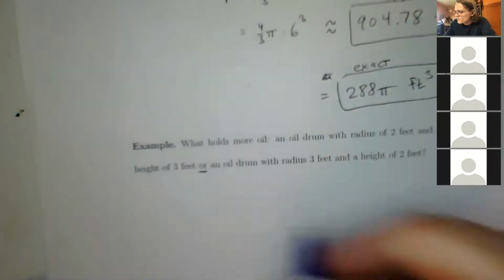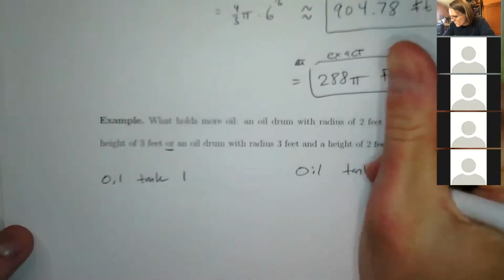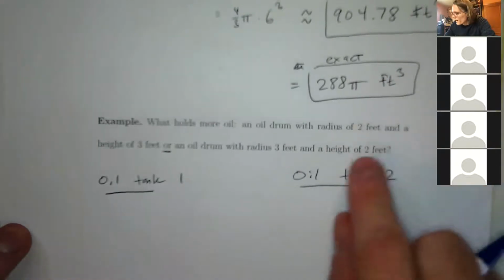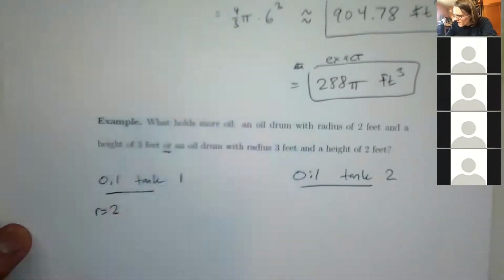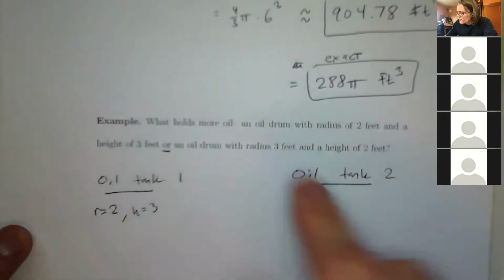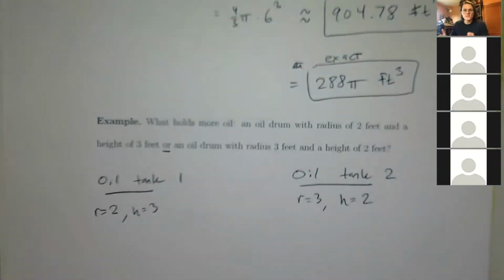So let's do oil tank 1 and oil tank 2. We'll do a little head-to-head. For oil tank 1, which I'll consider to be the first one given, I have a radius of 2 and a height of 3. In oil tank 2, I have a radius of 3 and a height of 2. And these are cylinders. I don't tell you that. I should have been a little more precise, but I'm considering them to be cylinders.